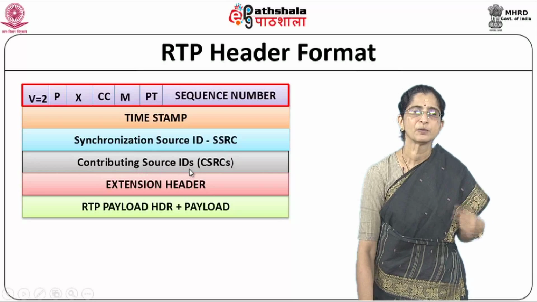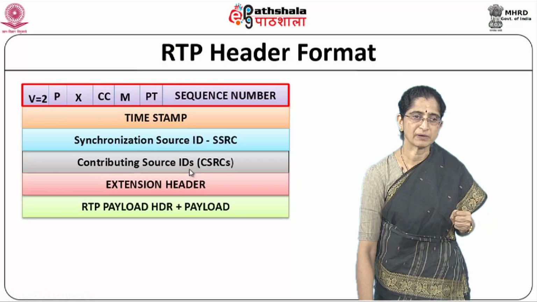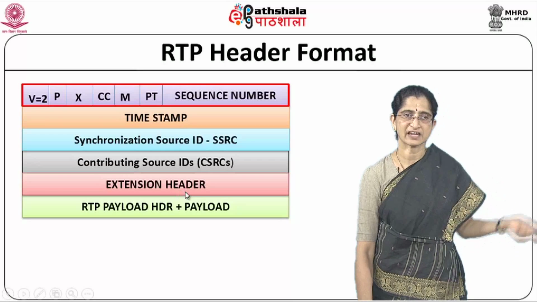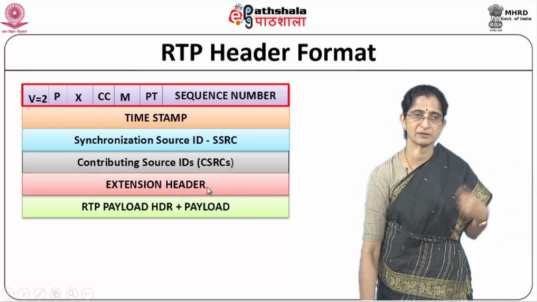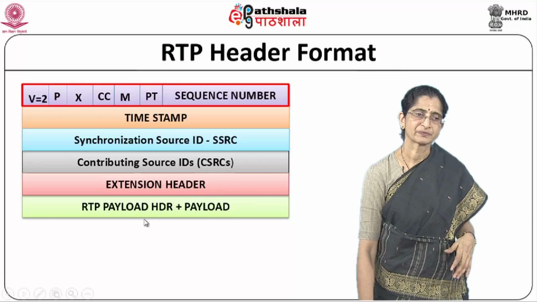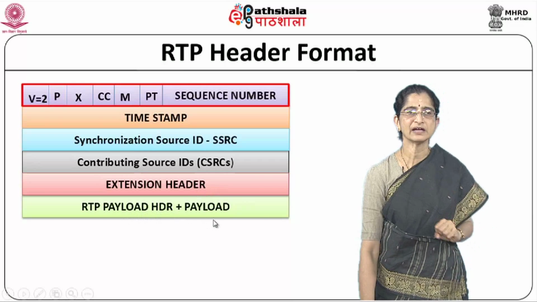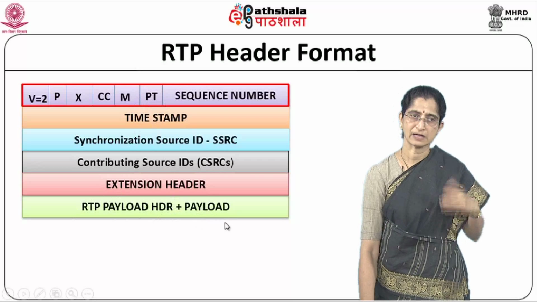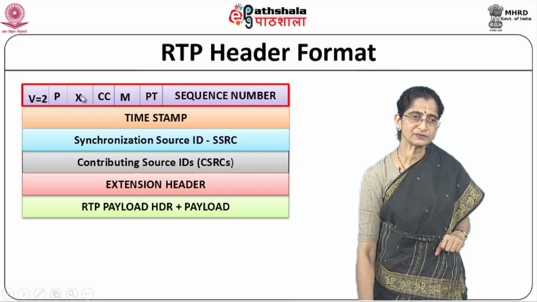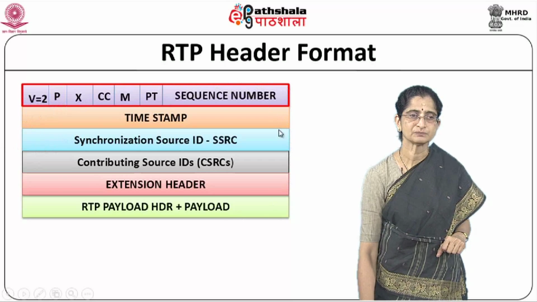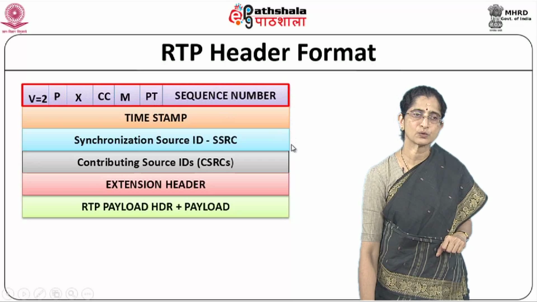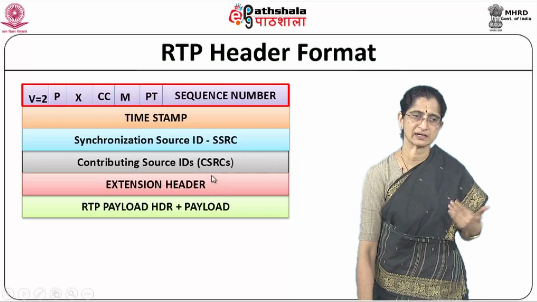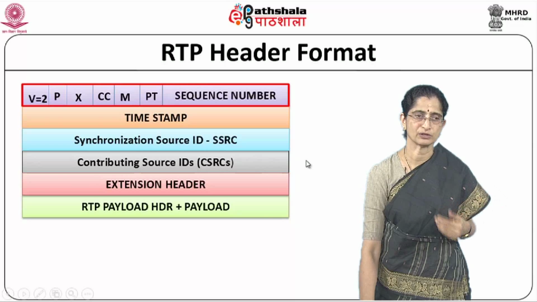So, if you have more than one source and whose data is all being combined together, that information is also embedded over here. And then there is a provision for extension headers that can be added to it. This extension header will normally be added based on application requirements. Then you have the actual RTP payload header and the payload. So, depending on what kind of payload type you have, you will have a header here and the actual payload data following that. Of this, these first three rows are each 4 bytes. So, 4 into 3, 12 bytes forms the standard part of the RTP header. The rest of the things are added depending on the situation, depending on the application.